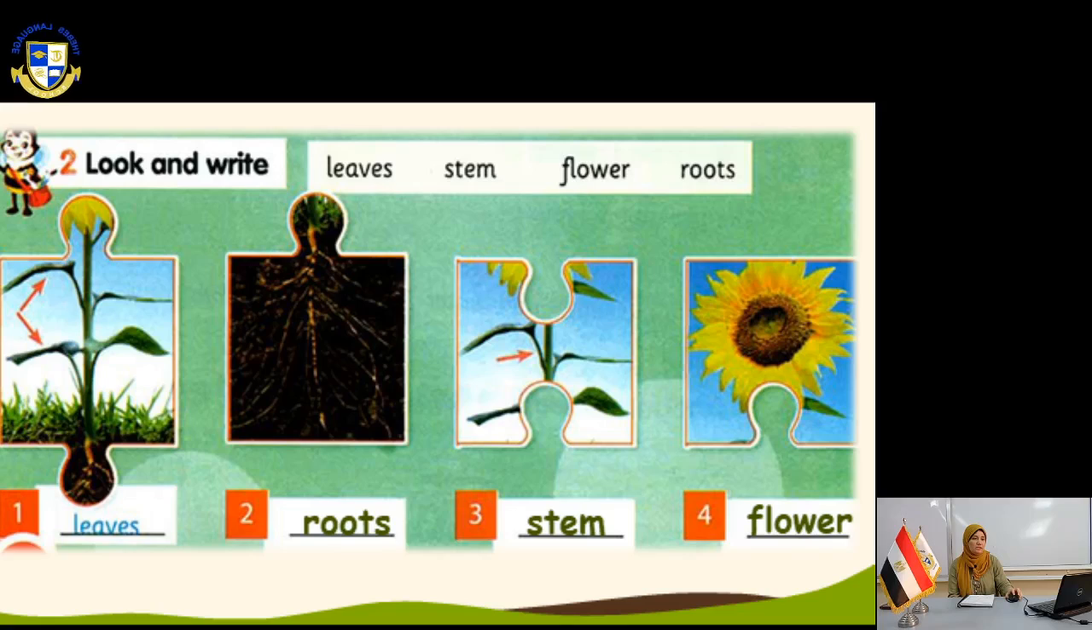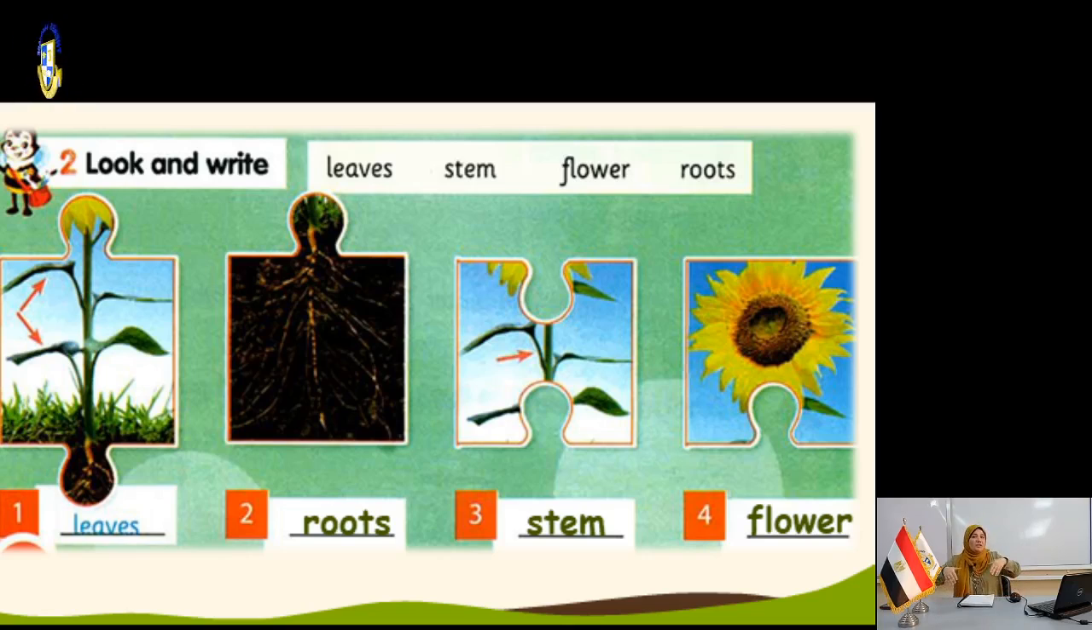Now, open your student's book at page 60. Exercise number 2, look and write. We have the words leaves, stem, flower, roots. We are going to write the name of each part of the plant under it. The first one is already done. We have leaves. That comes out from the stem, it's leaves.